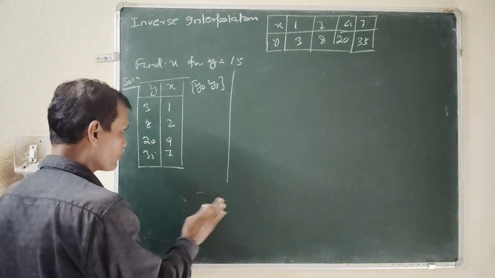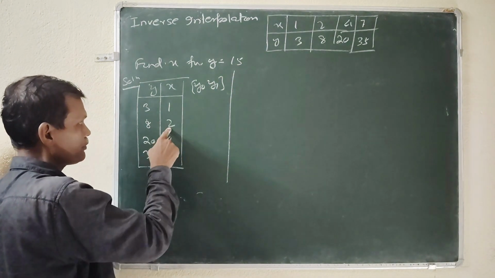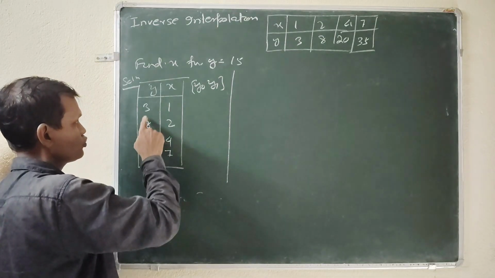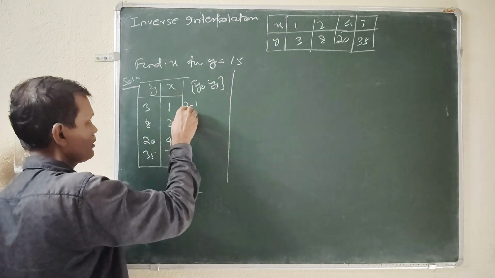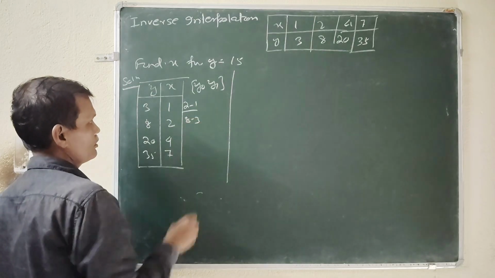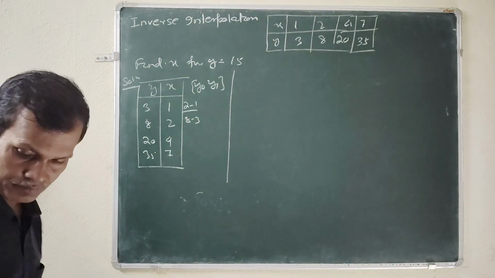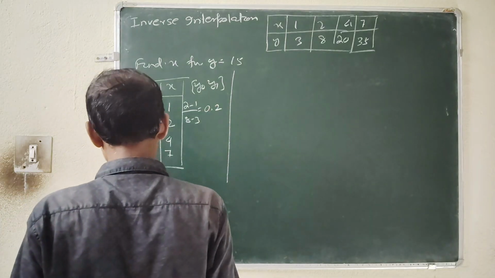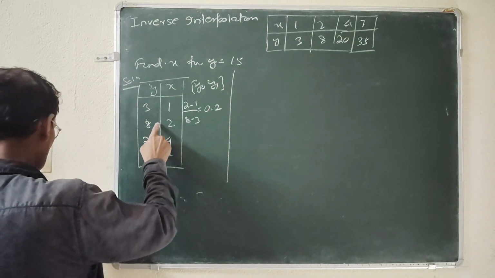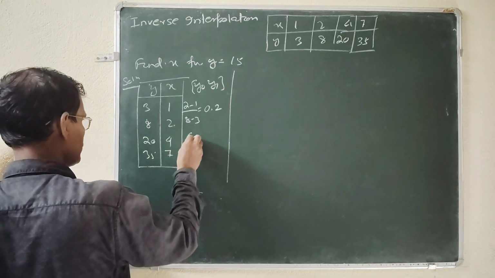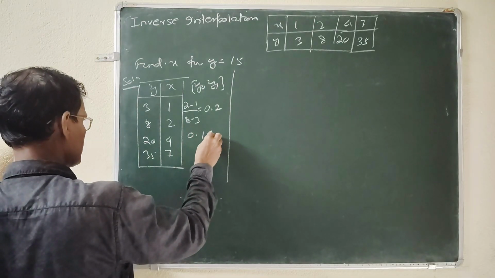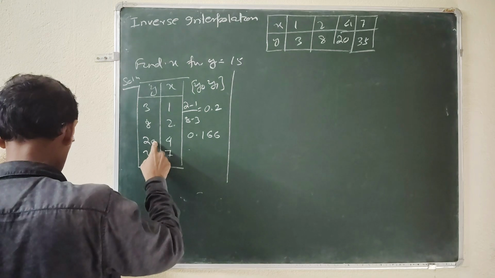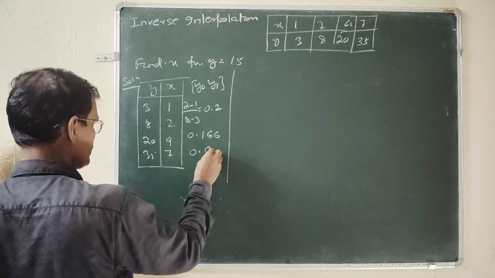But how will we calculate? The difference of data of x will be in the numerator and the difference of y in the denominator, that is 2 minus 1 by 8 minus 3. What is the result? That is 0.2. Similarly 4 minus 2 by 20 minus 8, that is 0.166, and for this data 7 minus 4 by 35 minus 20, the result is 0.6.